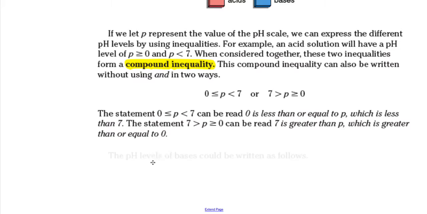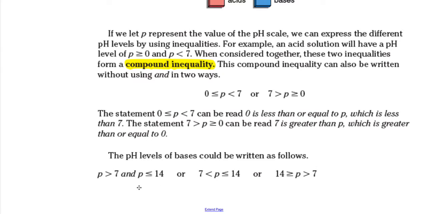The pH levels of bases could be written as follows, just like acids. P is greater than 7, P is less than or equal to 14, or 7 is less than P, which is less than 14, or 14 is greater than P and greater than 7. We will graph this inequality later on in exercise 6. That's going to be one of your classwork exercises.